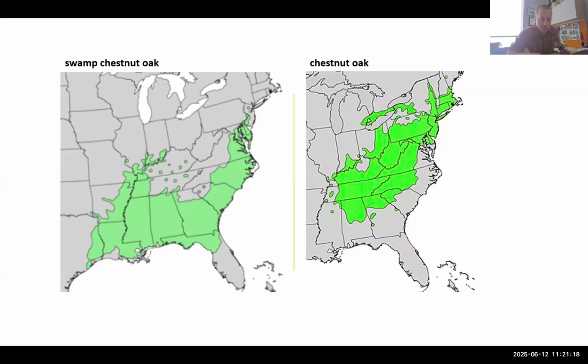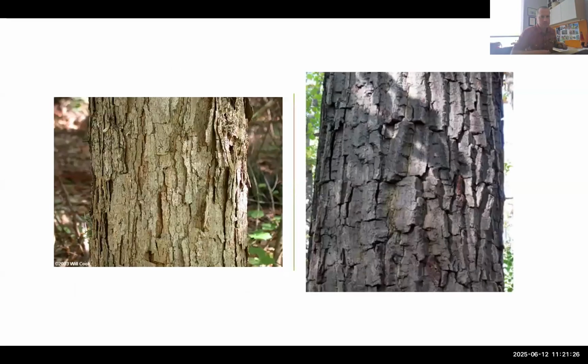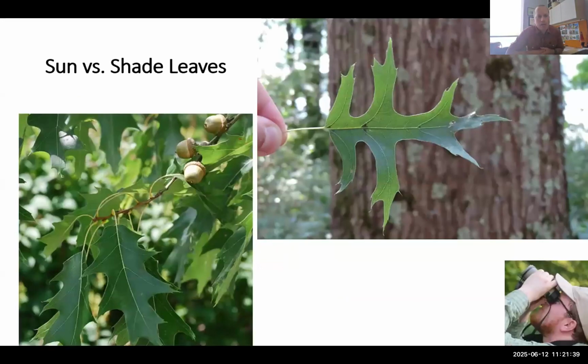The only curveball then is when people start planting swamp chestnut oak in our landscape areas. And so be on the lookout for that. But then if you see some, the bark is totally different. So swamp chestnut oak has that kind of flaky bark, whereas again, the blocky bark of chestnut oak on the right. And then consider the sun and shade leaves.